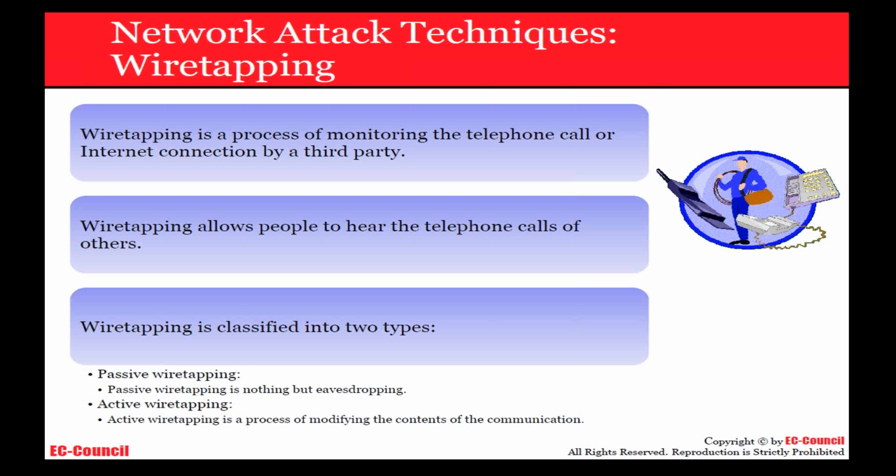What else? Wiretapping. What is wiretapping? Wiretapping is the process of monitoring telephone calls and internet connections by a third party. Wiretapping allows people to hear the telephone calls of others. I'm pretty sure you remember when you had parallel phones at your home. If your mom is answering the phone call, you could just take the other line and listen to it. I'm pretty sure none of you did it before. But this is what wiretapping is.